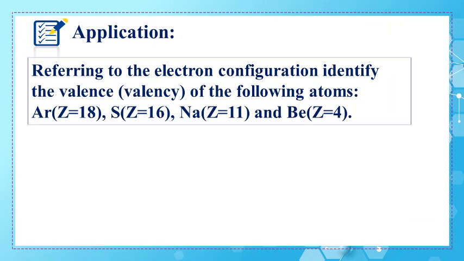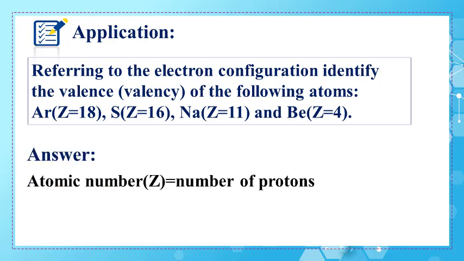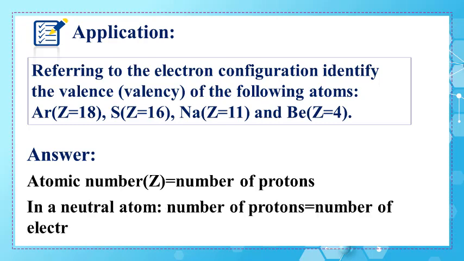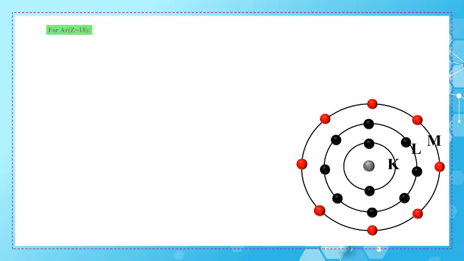Let's do some applications. Referring to the electron configuration, we have to identify the valence or valency of the following atoms. Argon having Z equal 18, sulfur having Z equal 16, sodium having Z equal 11, and beryllium having Z equal 4. Before writing the electron configuration, we have to mention that the atomic number Z is equal to the number of protons, and in a neutral atom, the number of protons is equal to the number of electrons.